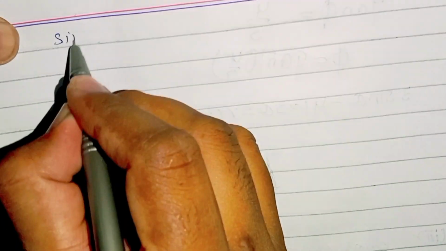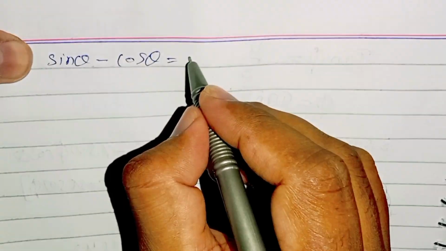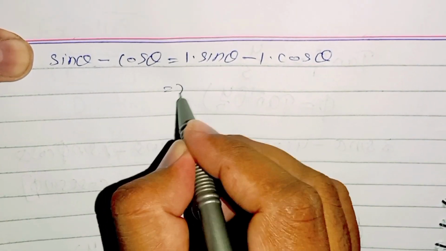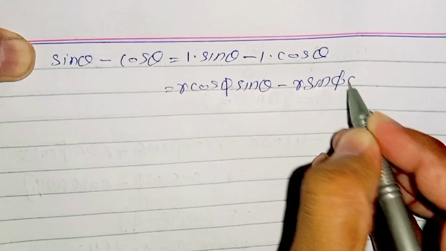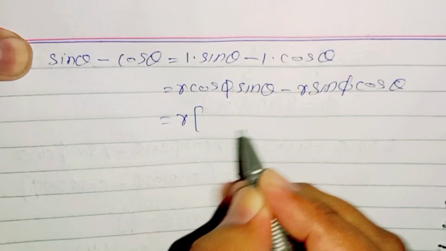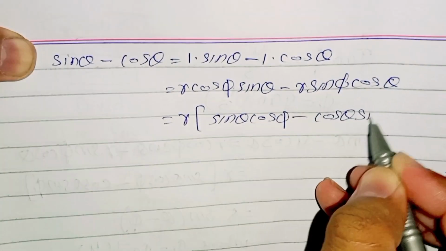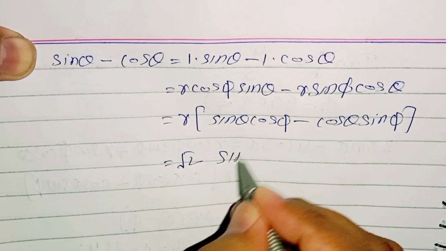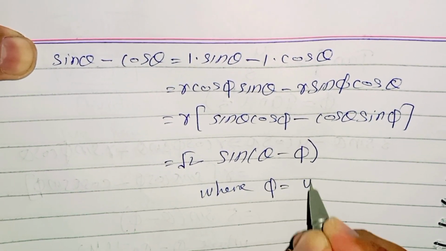The expression sin theta minus cos theta becomes 1 multiplied by sin theta minus 1 multiplied by cos theta, r cos phi sin theta minus r sin phi cos theta. Taking common r, we have sin theta cos phi minus cos theta sin phi. Putting the value of r square root 2, and here we use the formula sin of theta minus phi, where phi is equal to 45 degree.